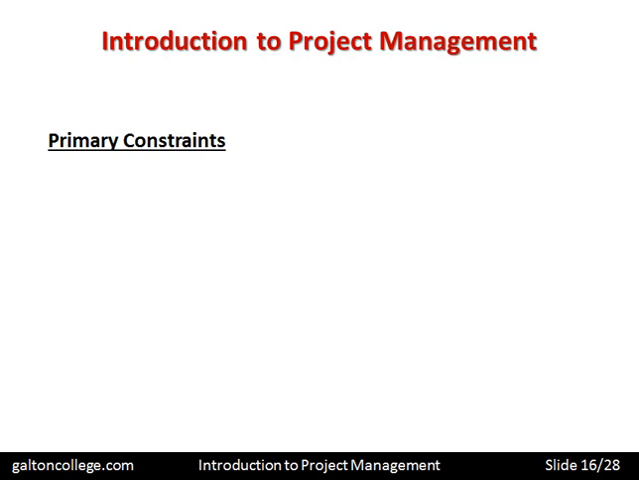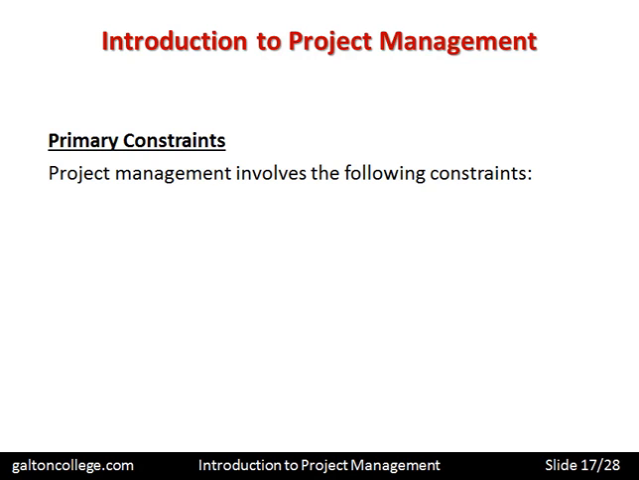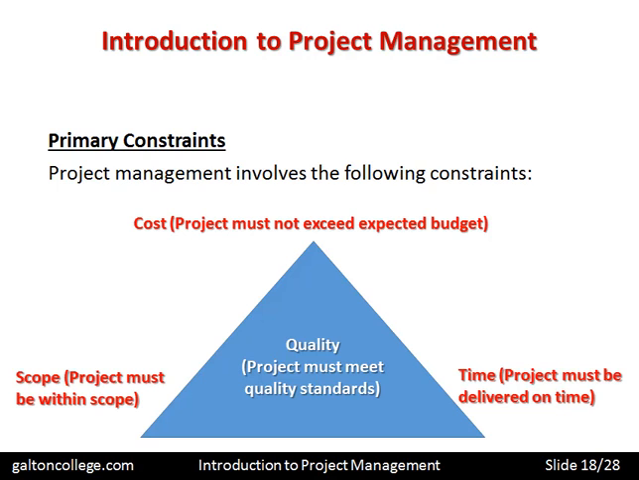Let's start by looking at primary constraints. Now, project management involves the following constraints. We've drawn it here in the context of a triangle. This is the way it's generally drawn and produced. And you can see at the three points of the triangle, we've got different points. So at the top we've got cost.